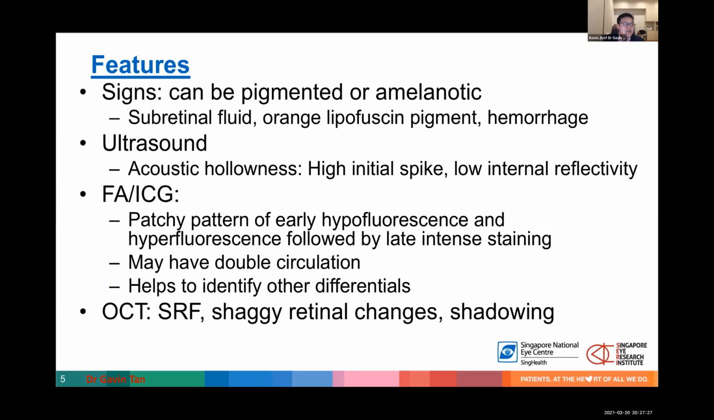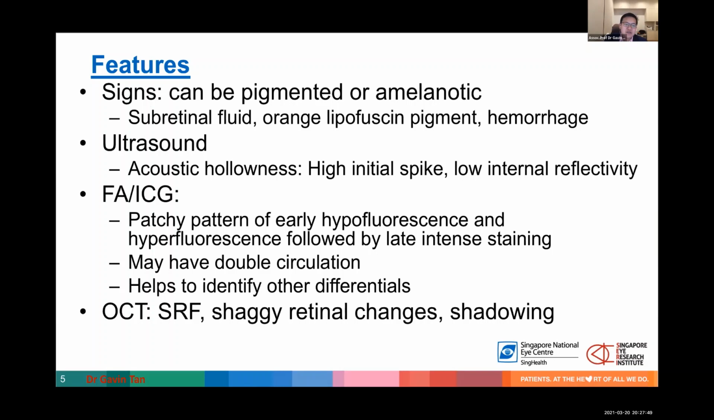So there are many features. It can be pigmented or it can be amelanotic. You often see subretinal fluid, orange pigmentation, hemorrhages. The important thing that allows us to diagnose this tumor, and that's a critical part of the management, is imaging. So ultrasound is key. You usually look for certain features such as acoustic hollowness, high initial spike with low internal reflectivity. FA and ICG can also be useful.